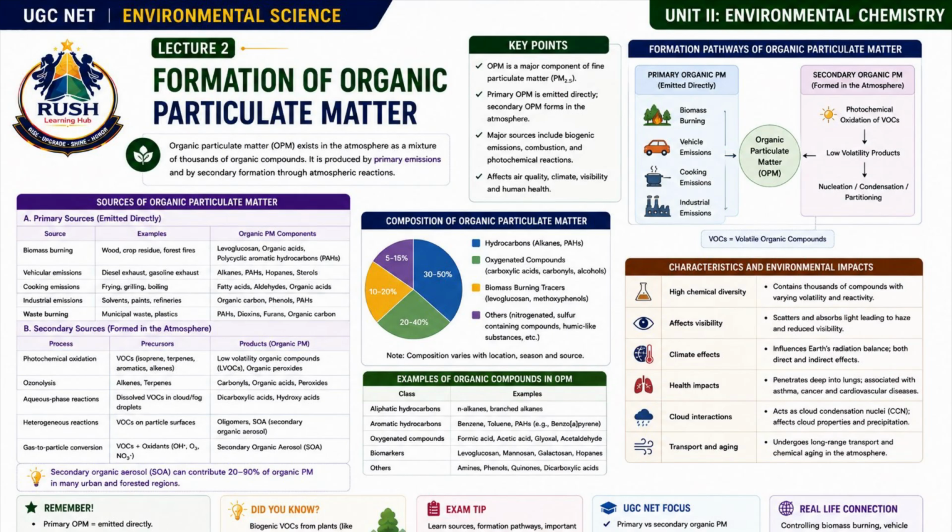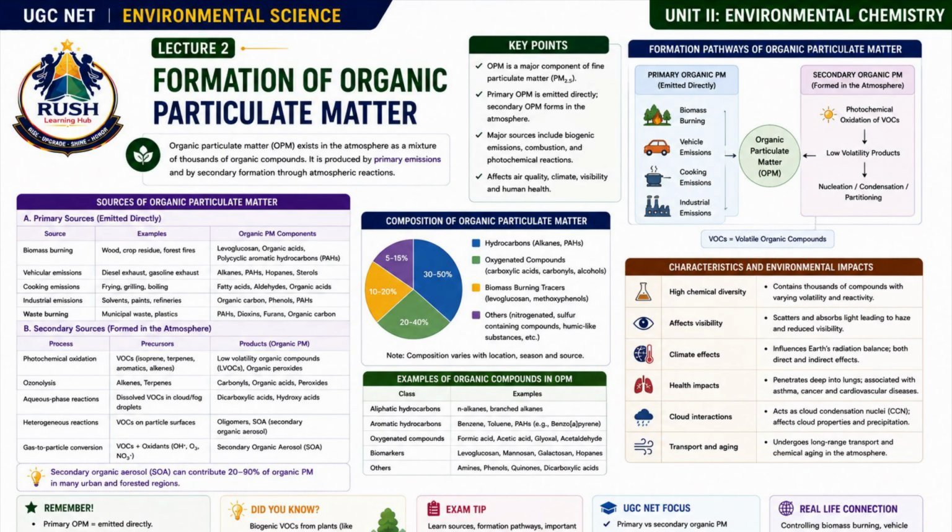These particles are environmentally significant because they influence air quality, climate, visibility, cloud formation, and human health. Let's begin by understanding the two major categories of organic particulate matter. The first category is primary organic particulate matter, or primary OPM. Primary organic particles are emitted directly into the atmosphere from natural and anthropogenic sources.